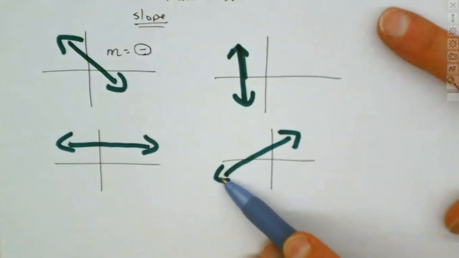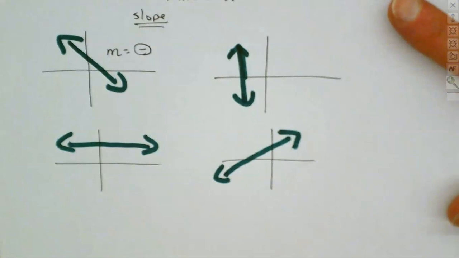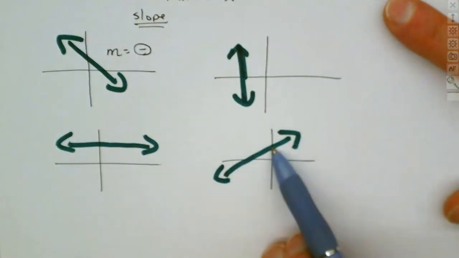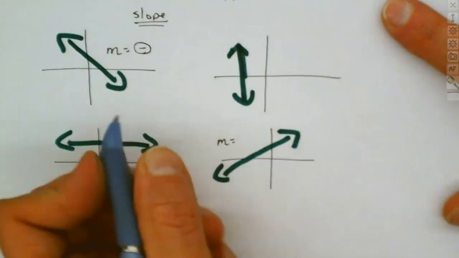What about this one down here? What is this one doing from left to right? Well, this one is going up, right? So up from left to right. So it's going to have a positive slope.